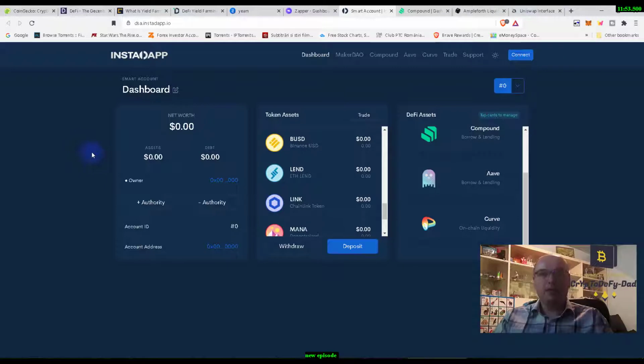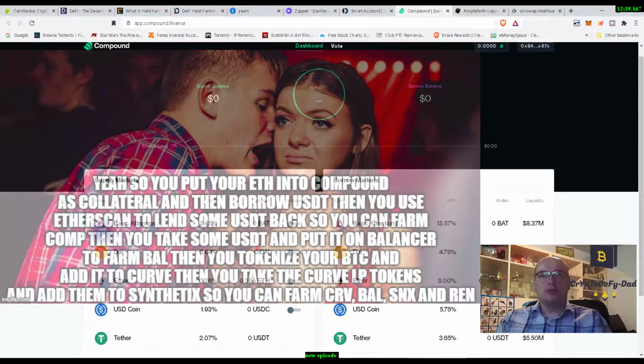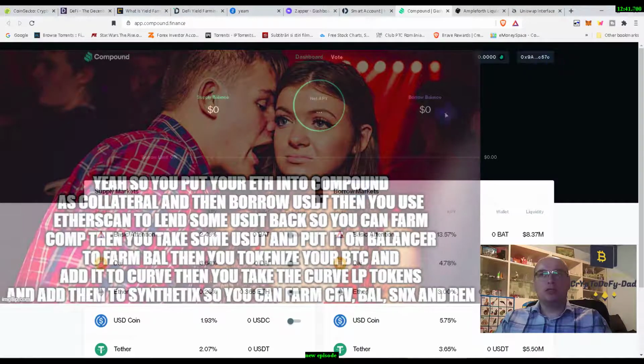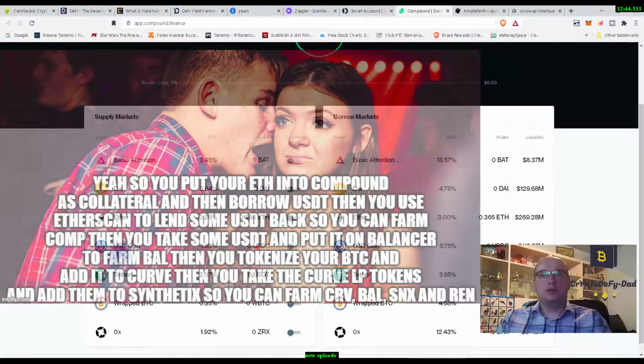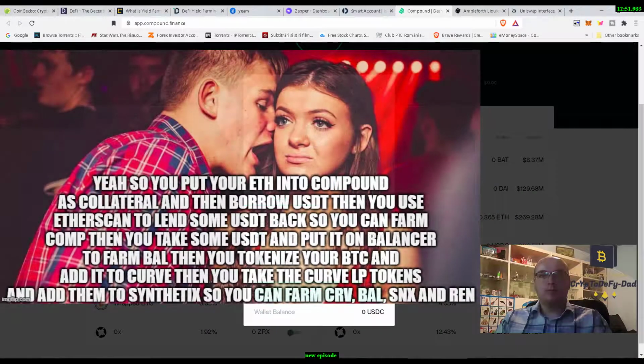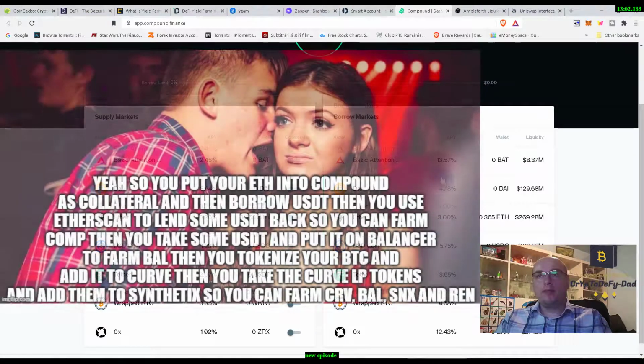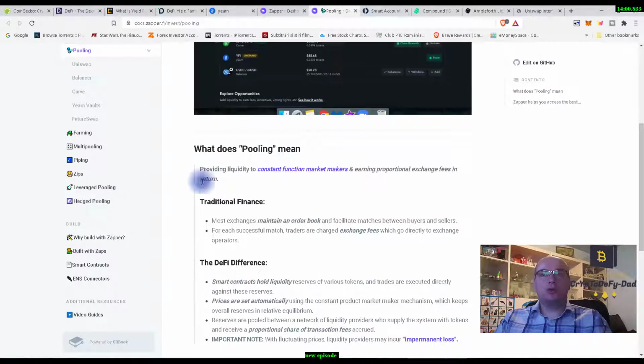The dApp is making this easier for us to do yield farming. Here is Compound. You connect with your MetaMask wallet, you deposit whatever coin you like, and you can see the APY here.